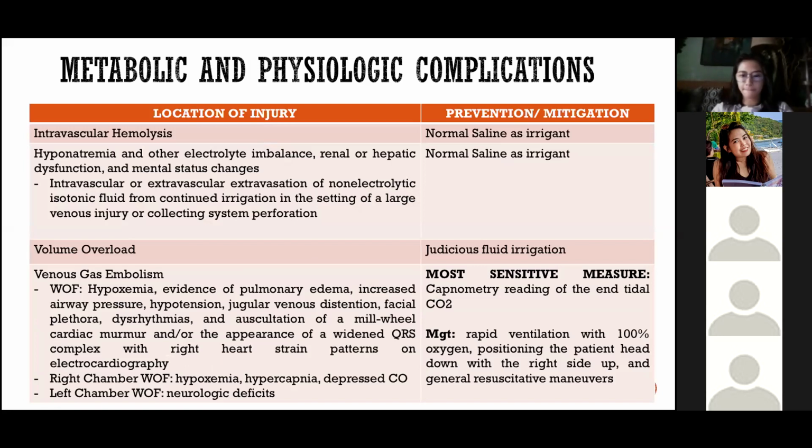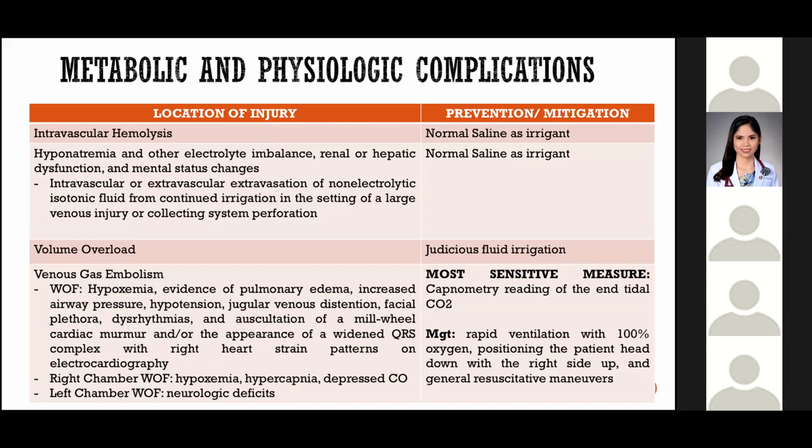Usually these are caused by intravascular absorption or extravasation of non-electrolytic isotonic fluids from continued irrigation in the setting of a large venous injury or collecting system perforation. Hence, isotonic normal saline is recommended as an irrigant. However, even with normal saline as an irrigant, there is still the risk of volume overload. Hence, judicious fluid irrigation should be observed.